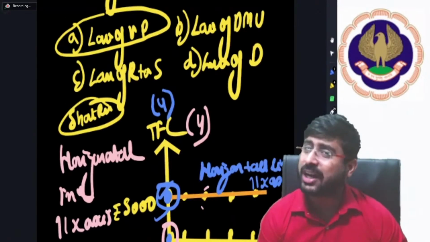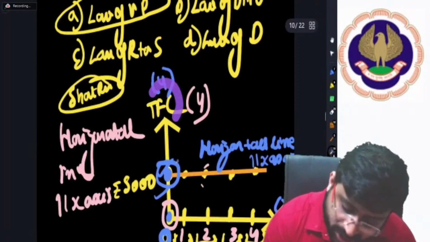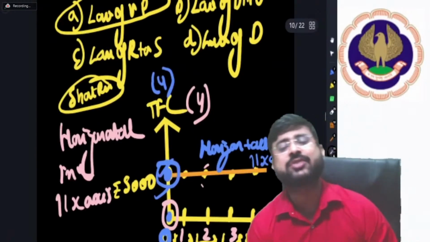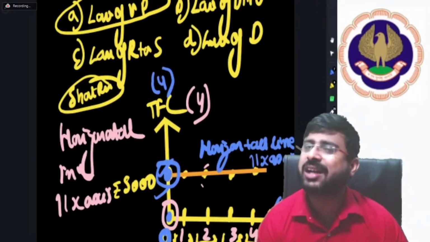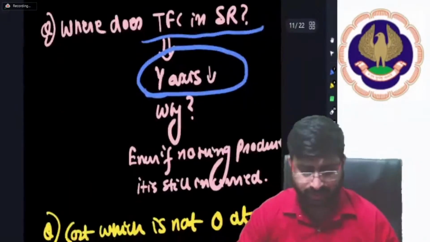Yes. Why is it starting from the y-axis? Because even if nothing is produced, total fixed cost is still incurred. And hence the graph starts from that point itself. I hope you get it.